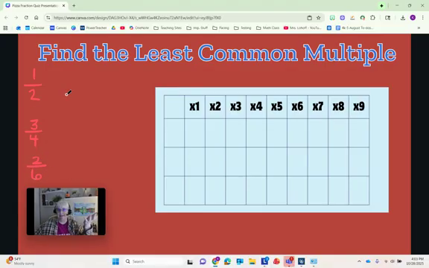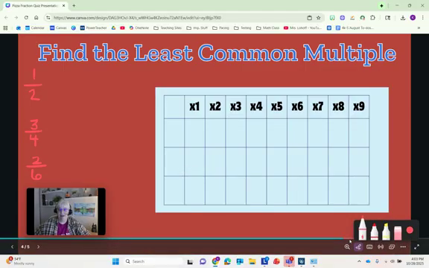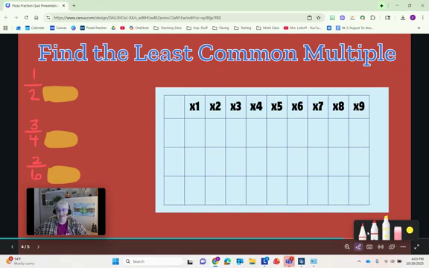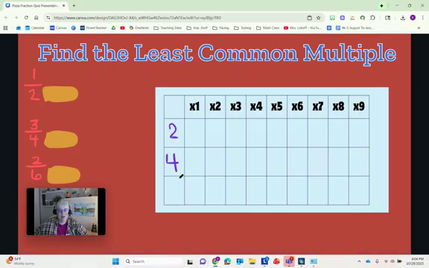Doesn't matter if we're asked to add or subtract these fractions. In order to do it, they have to have the same bottom number, the same denominator. So if we look at these denominators, we have 2 and 4 and 6. Those are not the same. So we're going to have to find the least common multiple. So let me put those denominators in the chart. We have 2, 4, and 6.